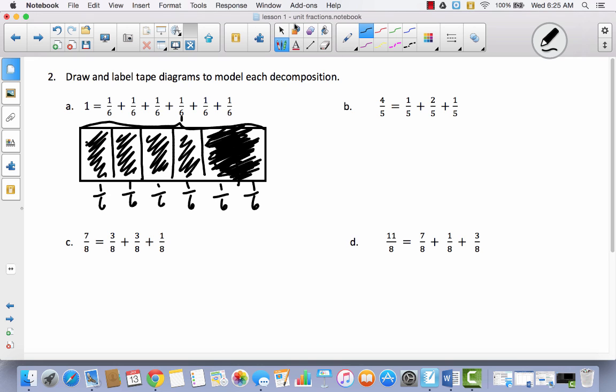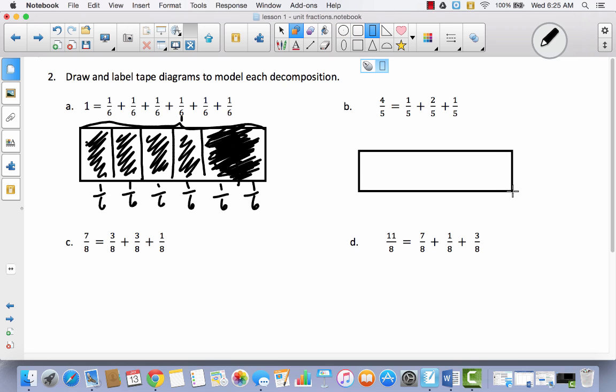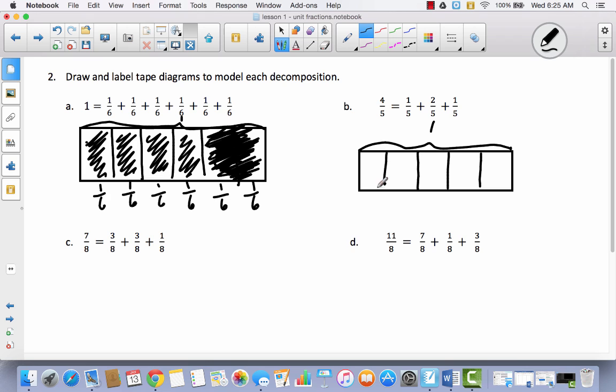Okay, so let's try B. All right, so we're going to draw a whole like this, and then we're going to label it one whole. So let's go ahead and label it at the top 1. This time we're going to divide this into 5 parts. Okay, so this would be 2, 3, 4, and 5. You'll get much better at decomposing these after you draw a tape diagram. So I've got 1, 2, 3, 4, 5. And I have 4/5. So I'm going to shade 4. 1, 2, 3, 4.